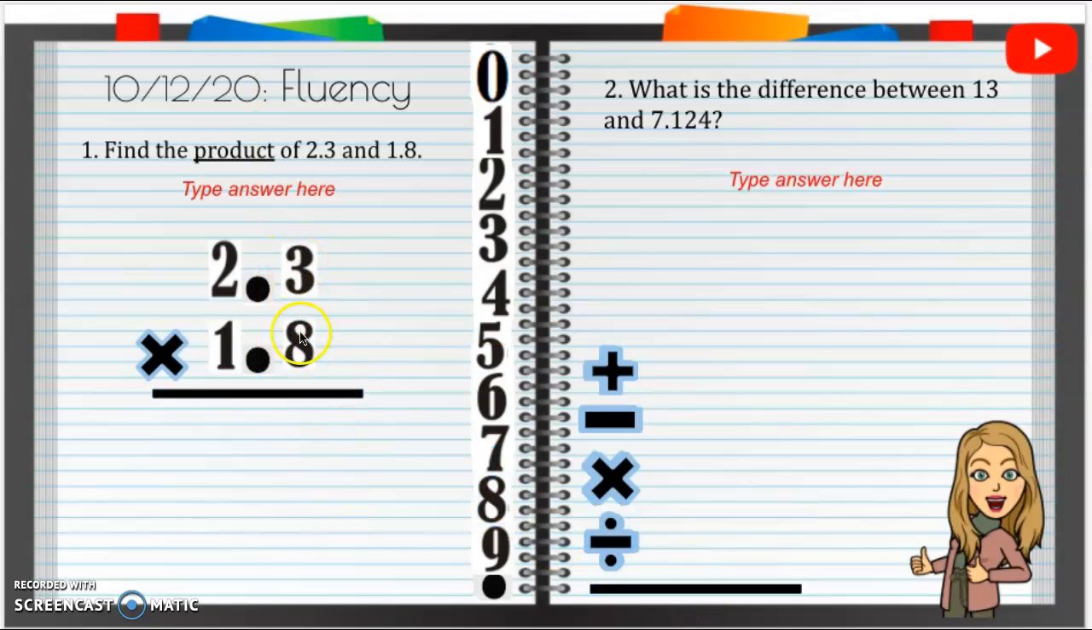8 times 3, or 3 times 8. What's 8 times 3? Well, 8 times 3 is going to be 24. I'm going to carry that 2, and I'm going to drop that 4. Now, 8 times 2. Well, I know 8 times 2 is 16, plus 2 is going to be 18. I'm not going to worry about the decimal until after.